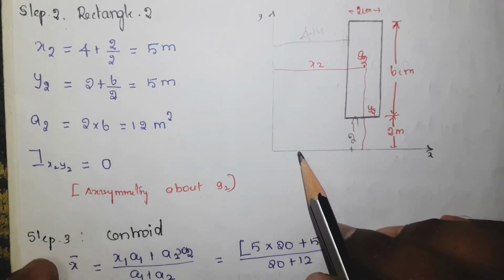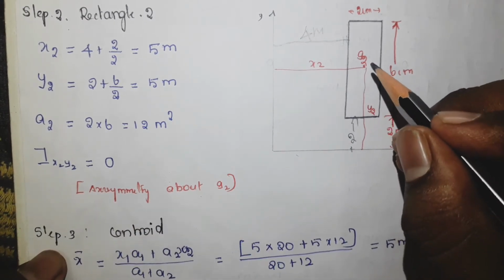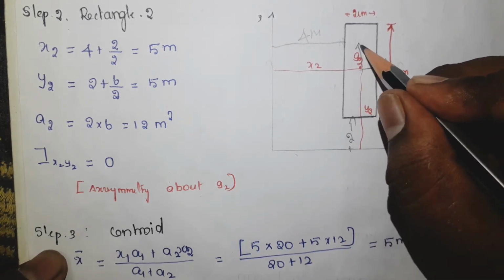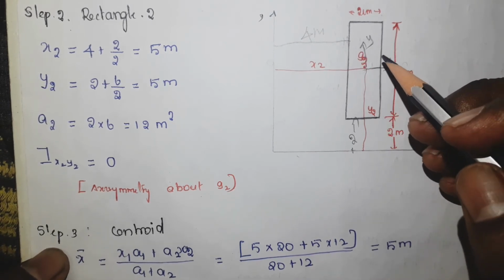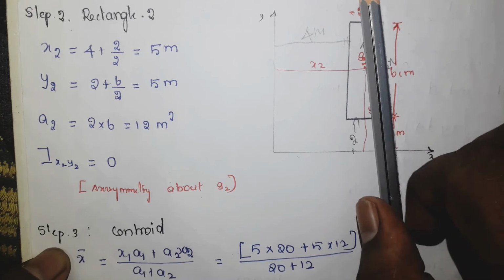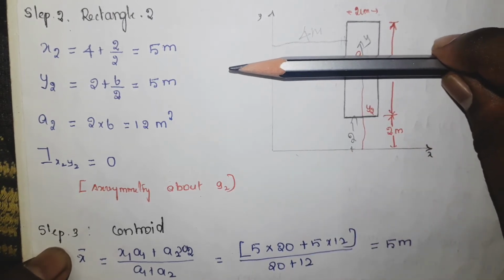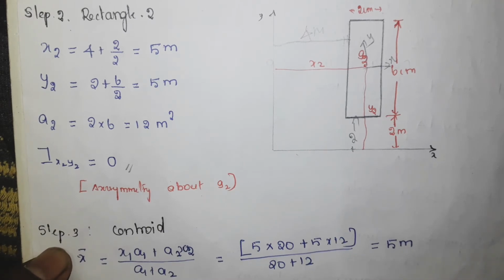Again the fourth variable, a very important variable, Ix2y2. It is nothing but the product moment of inertia with respect to these axes. This is the x axis and this is the y axis. Obviously here also it is axis symmetrical. When it is axis symmetrical, the product moment of inertia is 0. Similarly, with respect to the x axis also it is axis symmetrical, so the product moment of inertia here is 0. That's a very important thing to note.